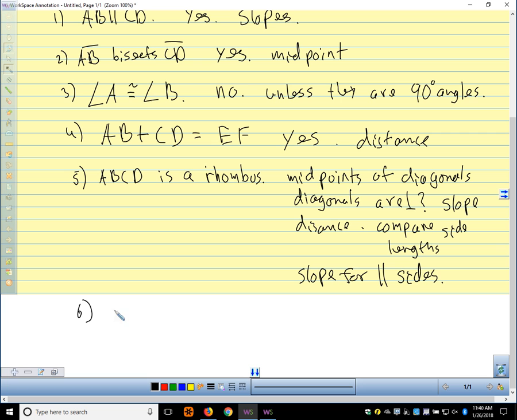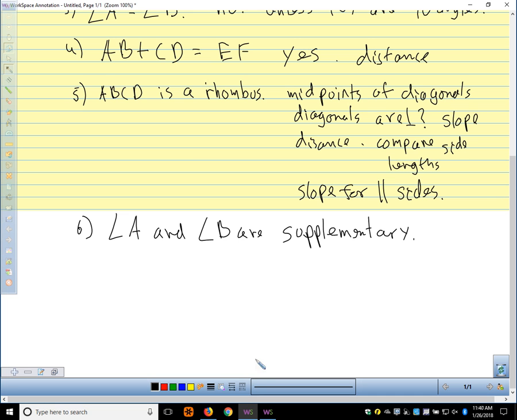All right, last one of these. Angle A, we want to see if angle A and angle B are supplementary. Could we use coordinates to do that? No. In general, coordinates don't tell us about angles. I'm going to say no, unless, what would be the special case? If both of them are 90-degree angles.